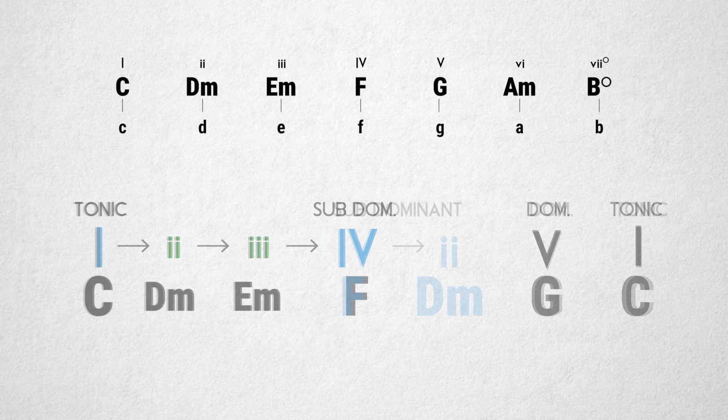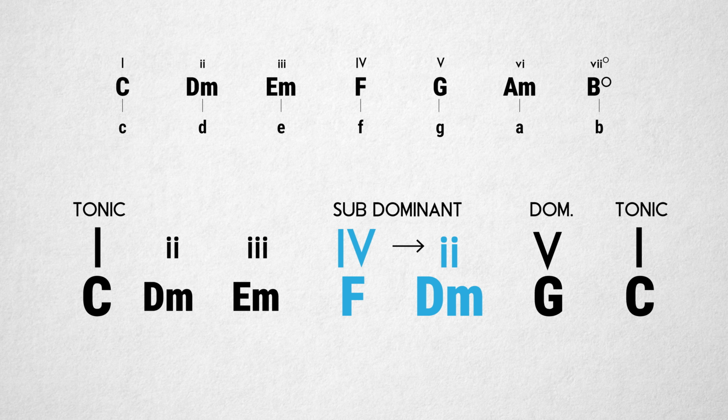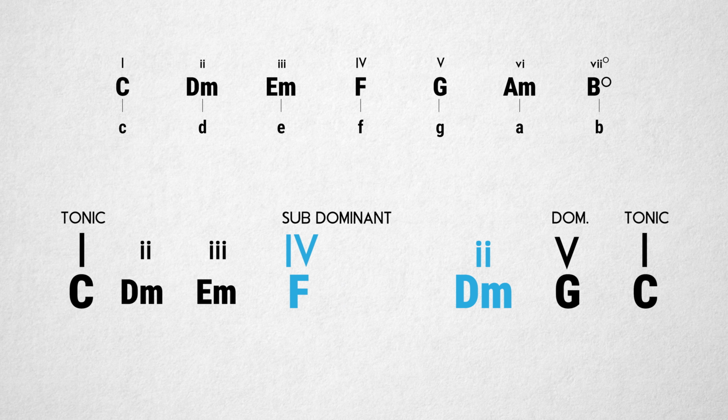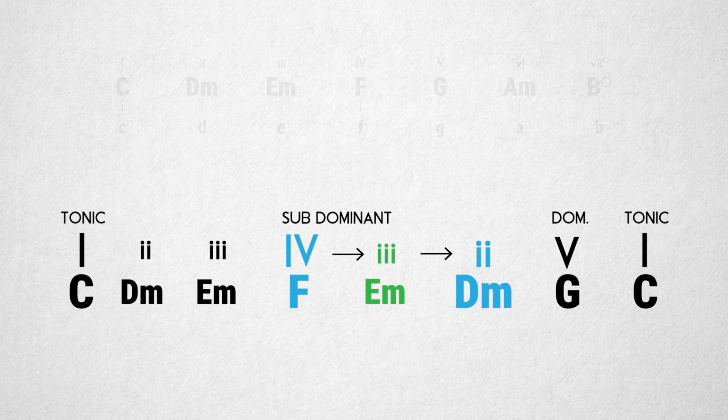During the time of the subdominant, we use the stepwise motion to change from one subdominant to the other. So we'll use the F major 7 chord and E minor 7 chord to change to the D minor 7 chord. And this is how it sounds.